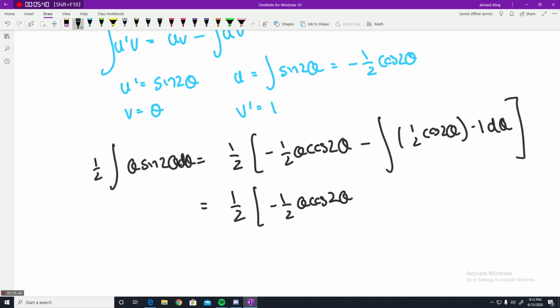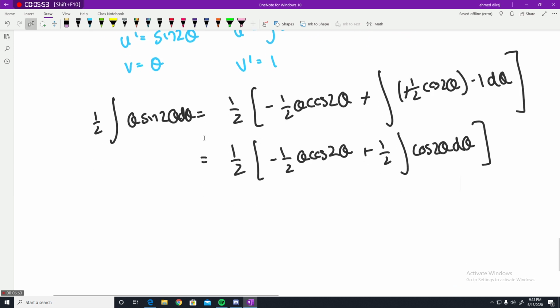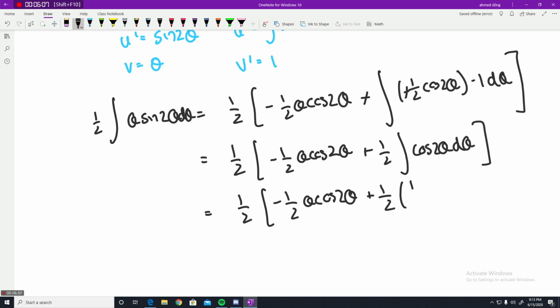sorry, this is a minus, I should make this more clear, right? So this minus and this minus will cancel, and we're then left with a plus, and then we'll take the constant of a half at the end. So we're left with a half cos 2 theta d theta. Now at this point, it's pretty easy. So we get a minus a half theta cos 2 theta plus a half, and the integral of cos 2 theta is a half of sine 2 theta. And then we just chuck the plus c on at the end, right?